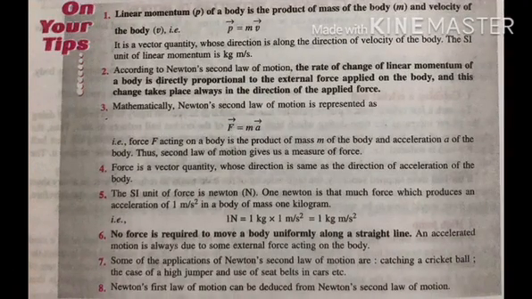Now these are the important points which we already covered in this video. Let us recall. Linear momentum P of a body is the product of the mass of the body and the velocity of the body, that is P is equal to mv. It is a vector quantity whose direction is along the direction of the velocity of the body. The SI unit of linear momentum is kg meter per second.